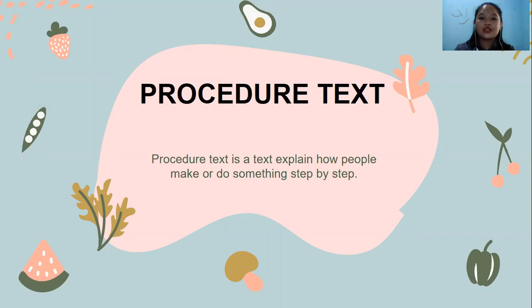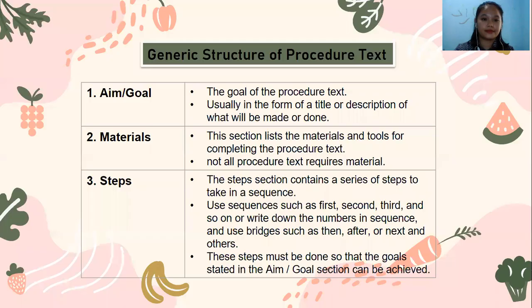So, do you guys know what a procedure text is? Okay, a procedure text is a text that explains how people make or do something step by step. Here is the generic structure of procedure text. Procedure text contains an aim or goal. The aim or goal is the goal of the procedure text. It is usually in the form of a title or description of what will be made or done.